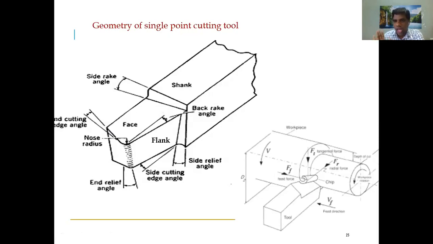So remember, a flank is a portion or surface of the cutting tool which is touching the workpiece. Then this face is not touching the workpiece, but it is coming in contact with the chip. Whichever portion is touching the chip is called the face, and whichever surface is coming in contact with the workpiece is called a flank. So there is only one face in every cutting tool, but there are two flanks, right? Primary flank or secondary flank, side flank or end flank.